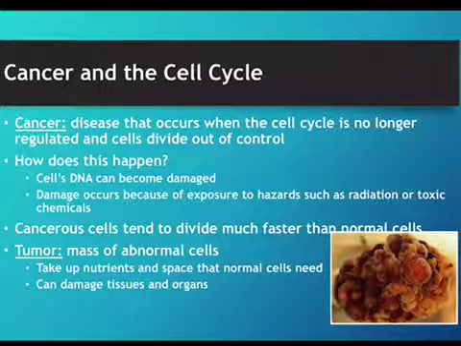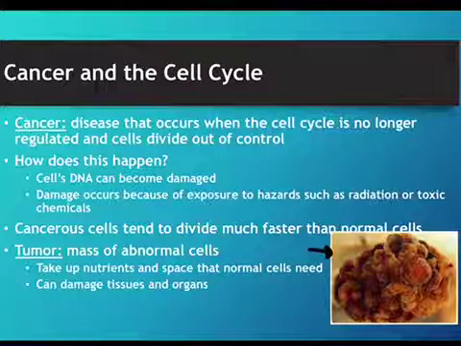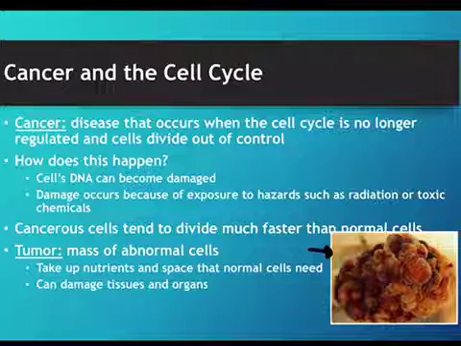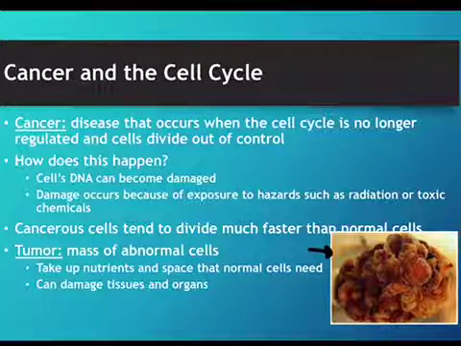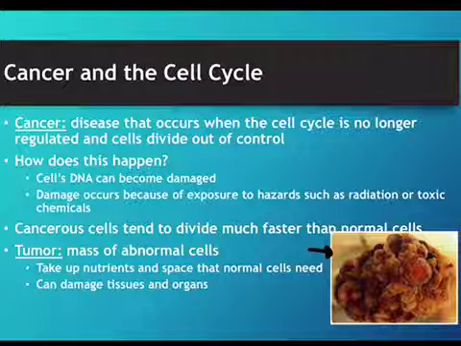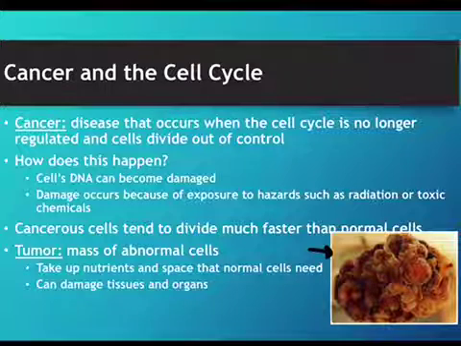allows a tumor to develop, and this is a mass of abnormal cells, and you can see an example of a cancerous tumor here. And these tumors tend to take up the nutrients and space that the normal cells would need, and so they tend to kind of choke out the normal and healthy cells. It's a competition, so to speak, and the cancer cells are taking and winning all these nutrients. And so this can end up damaging tissues and organs and could eventually lead to death.